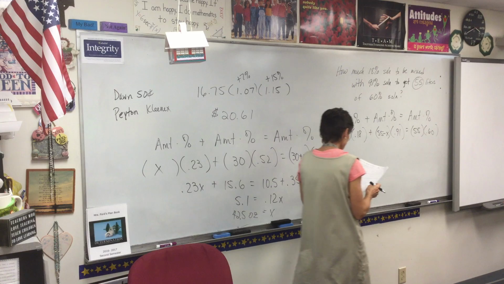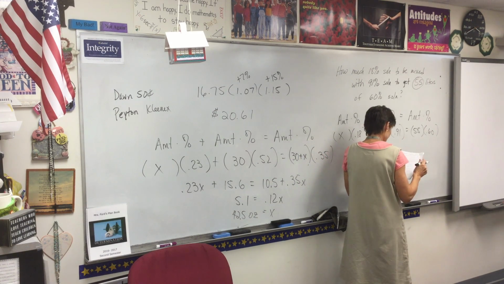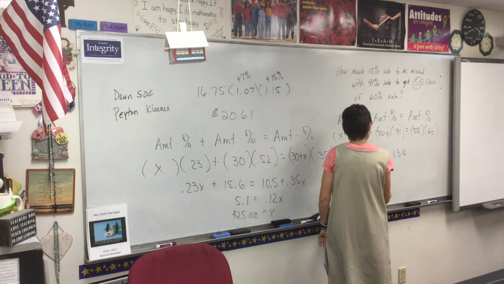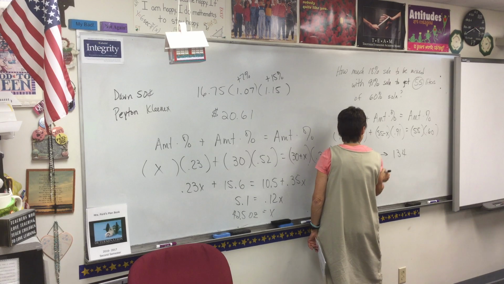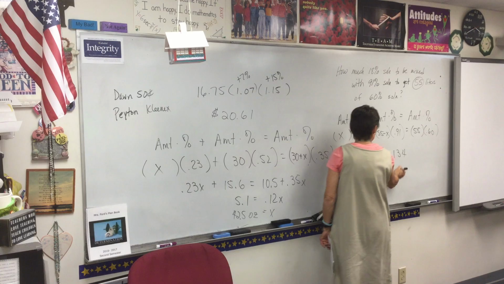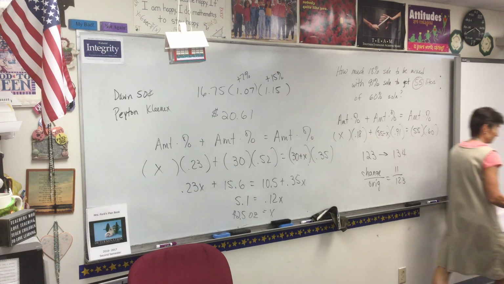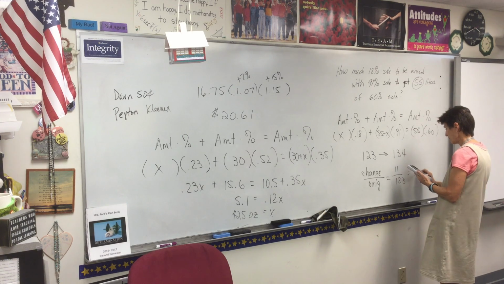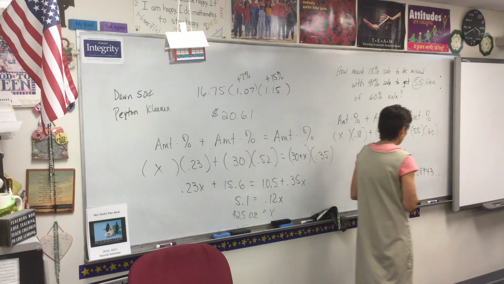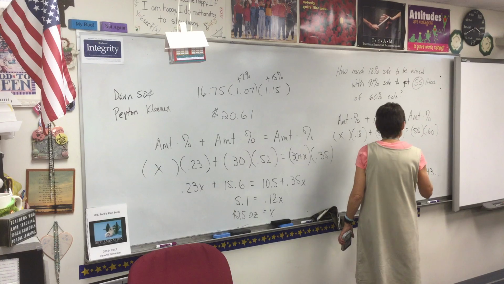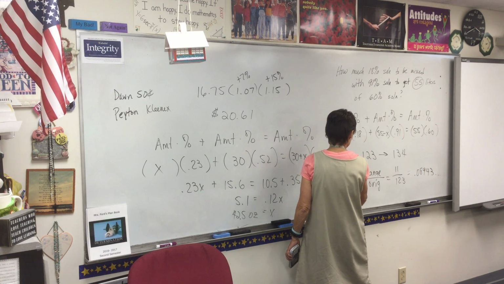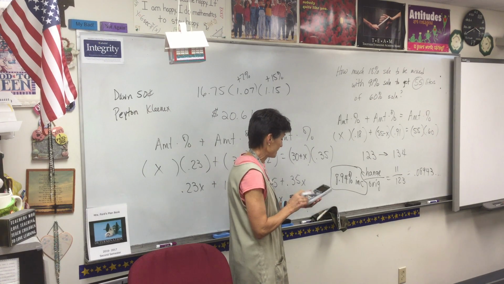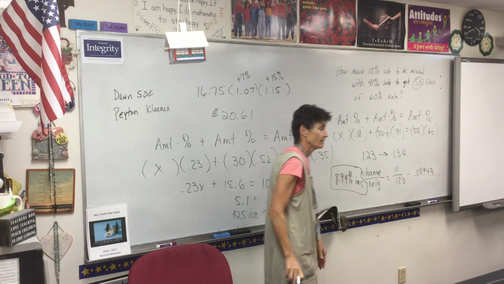All right, finally, last year our pre-cal book cost $123. This year it costs $134. Find the percent of increase. It's not original over anything, it's change over original, so that would be 11 over 123. So 11 divided by 123 comes out to be 0.08943. And we're rounding to the nearest hundredth, so it'll be 8.94% increase. Price went up, so it's a percent increase. Make sure you mark it decrease or increase, whichever it is.